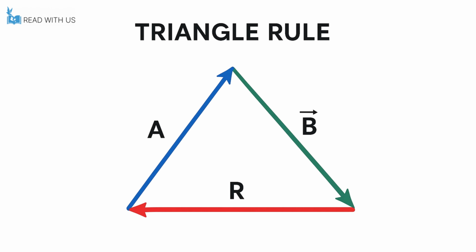Now, let's talk about adding vectors. Vectors can be added in two ways. The triangle rule. Place the tail of the second vector at the head of the first vector. The resultant is drawn from the tail of the first vector to the head of the second.